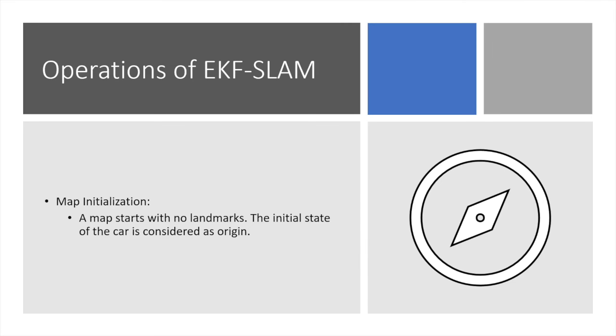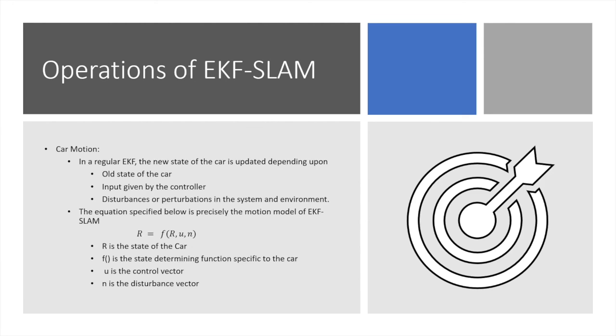So the operations of SLAM algorithm. The first operation is map initialization. Firstly, we consider the map has no landmarks. So the initial state of the car is considered as origin. Next, the car moves. So in a regular extended Kalman filter, the state of the car depends upon the old state of the car, the control input, and the disturbances of the system.